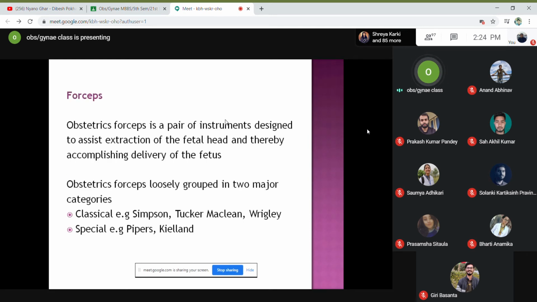Now, what is forceps? Basically, forceps is an obstetric instrument. It is a pair of instruments designed to assist extraction of the fetal head and thereby accomplish the delivery of the fetus. Obstetric forceps are loosely grouped into two major categories. One is the classical ones, the Simpson, Tucker McLean, Wrigley's, and the special ones, that is the Piper's and Killian forceps. The Killian forceps are not used these days. Basically, we use Wrigley's forceps or the outlet forceps.